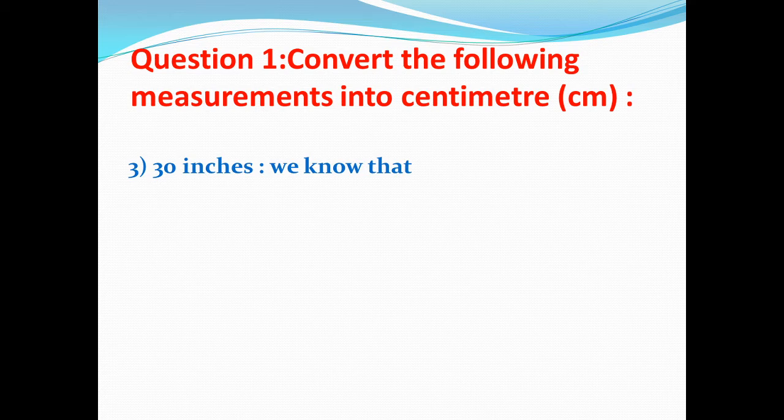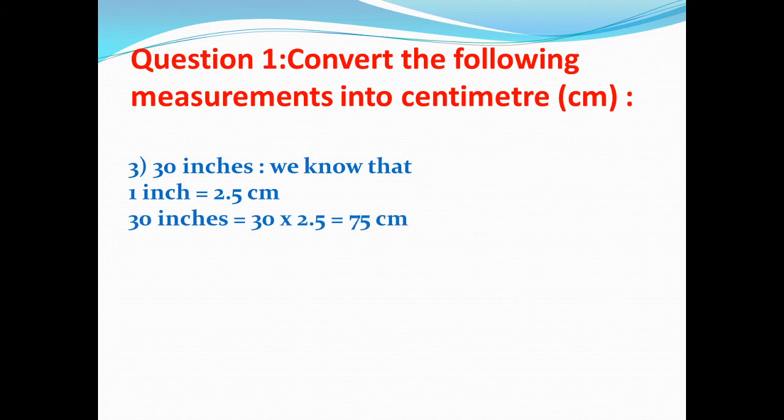In the third part, we have to convert 30 inches into centimeter. So we will use the relation 1 inch is equal to 2.5 centimeter. To get 30 inch, we will multiply 30 into 2.5, that is 75 centimeter.